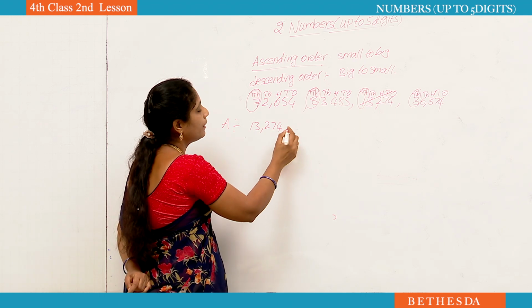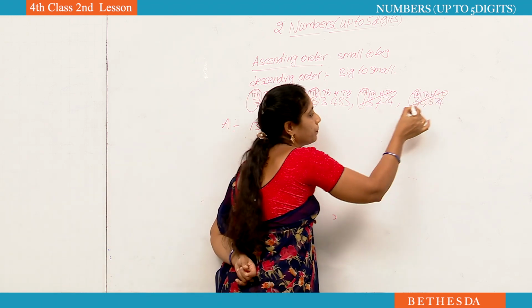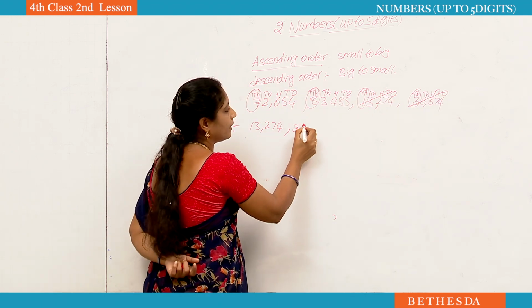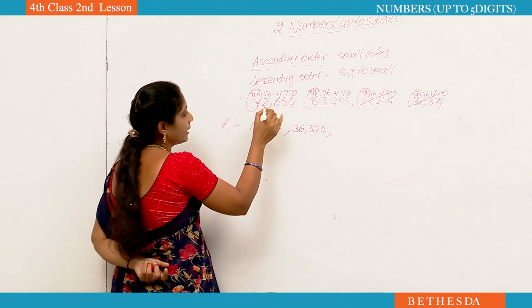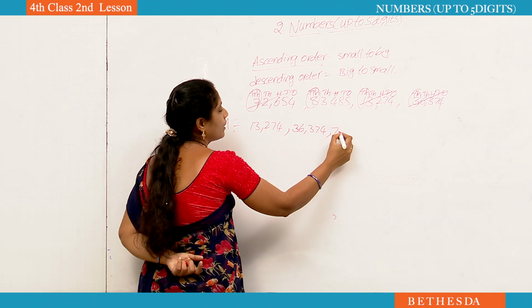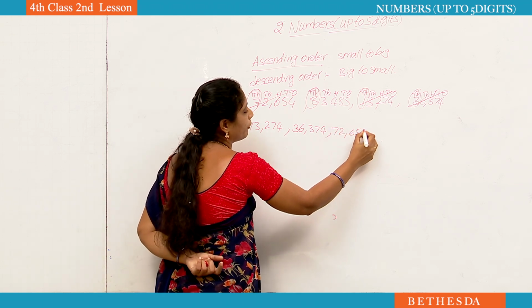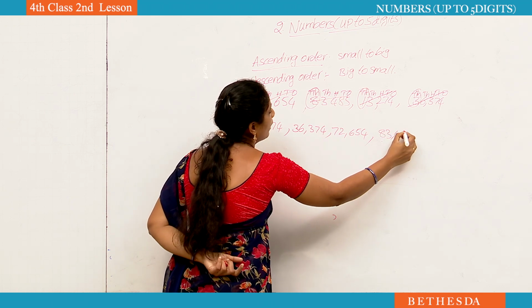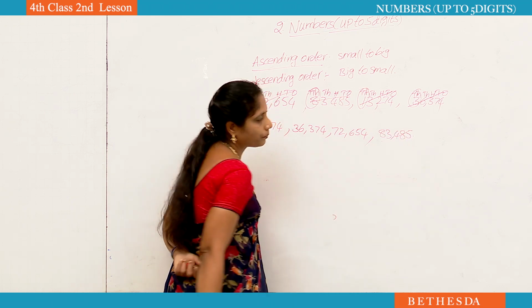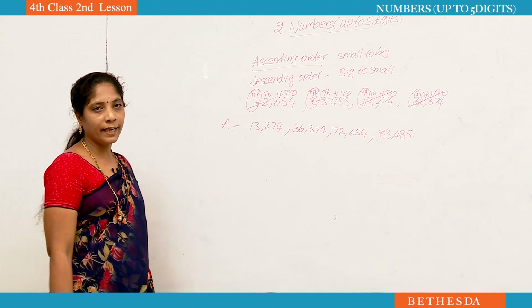13,274. Next smallest number is 3. That's why cut the total number and write 36,374. Now what is the next small number? 7. 72,654. Next one is the 83,485. This is the ascending order.